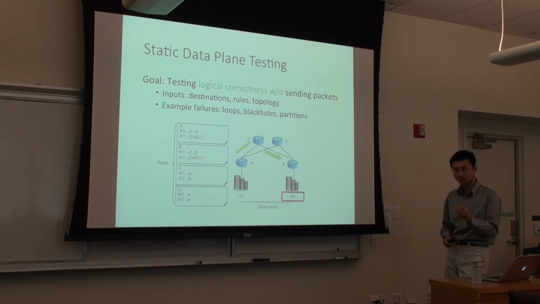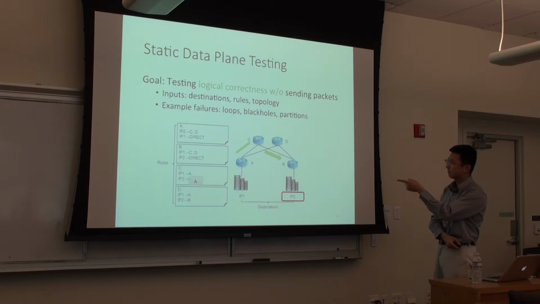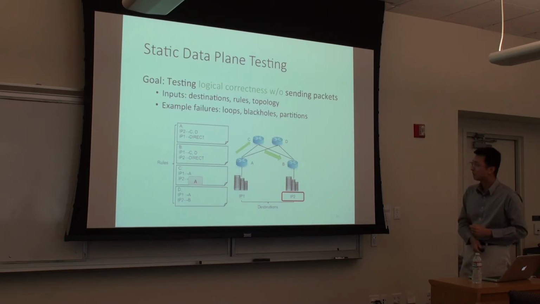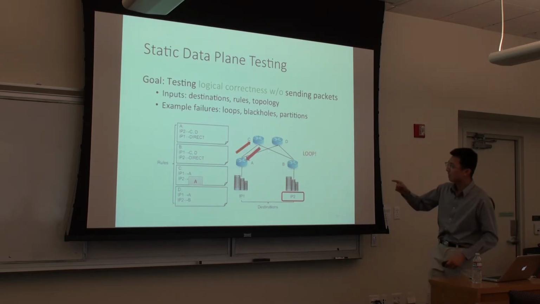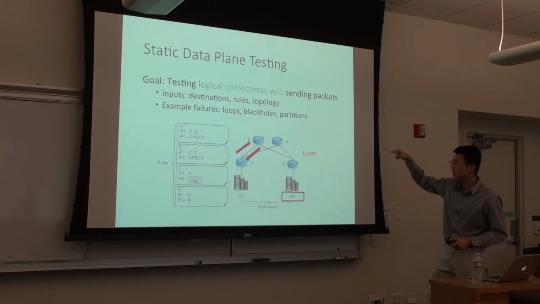Now, if something wrong happens, either there's a control logic bug or someone just typed in a bad command, this rule in switch C, instead of forwarding the packet to B, forwards the packet to A. So this is bad. Why? Because now it creates a loop, because the packet will go from A to C and from C back to A.